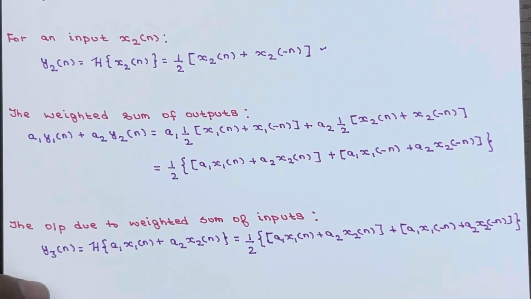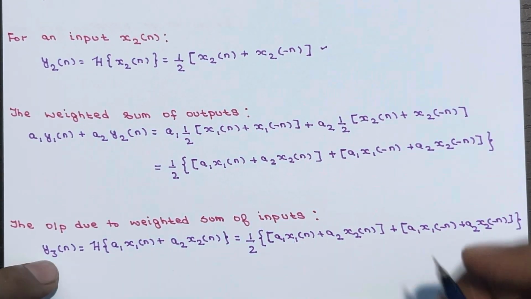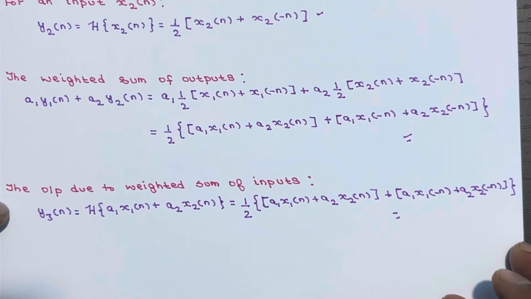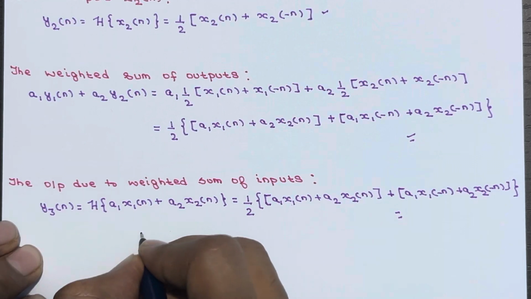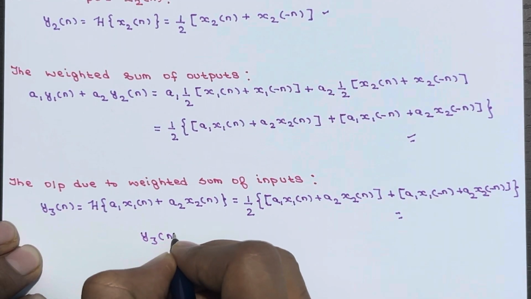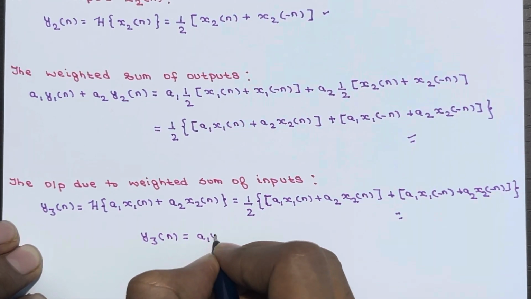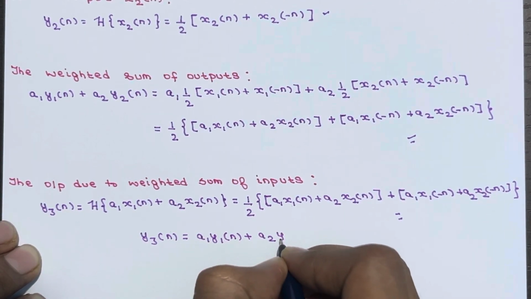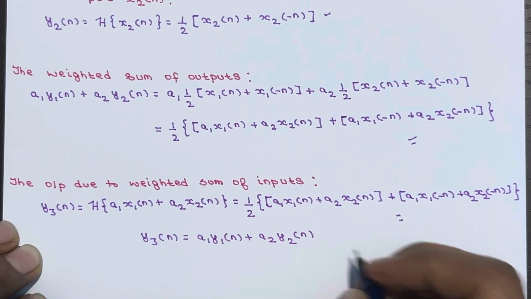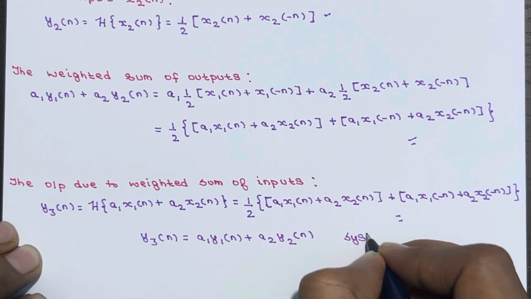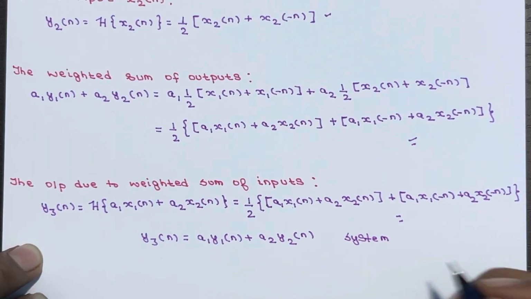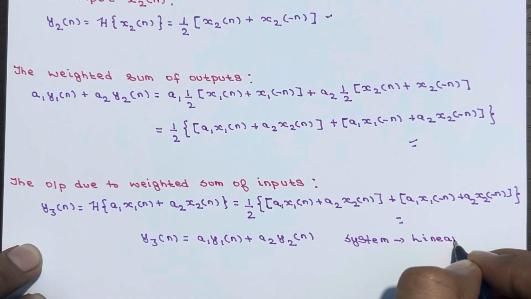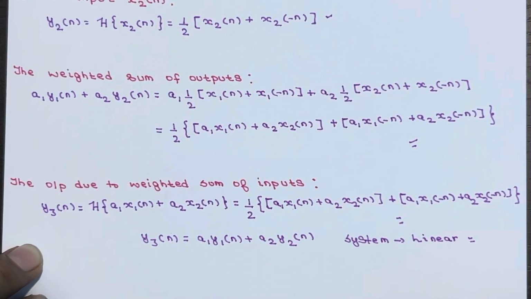So this, we got this. If you compare these two, they are the same, right? So from here we can say y3 of n is equal to a1 into y1 of n plus a2 into y2 of n. It means the system is linear. Linear. Hope it is clear to you.